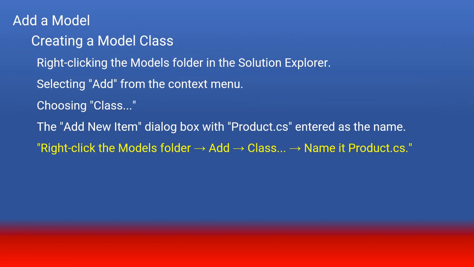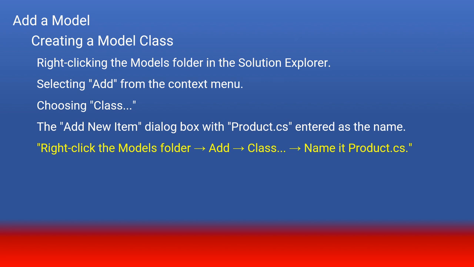Let us create a model class for our application. We will create a product model to represent a product in our e-commerce store. In Visual Studio, navigate to the Models folder in the Solution Explorer. Right-click on the Models folder, go to Add and then select Class.